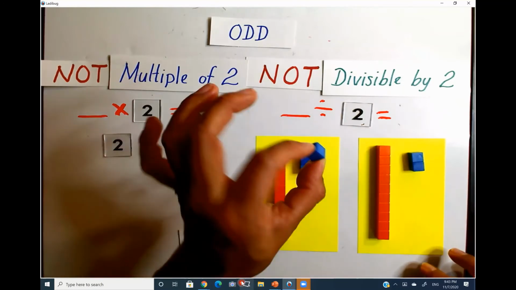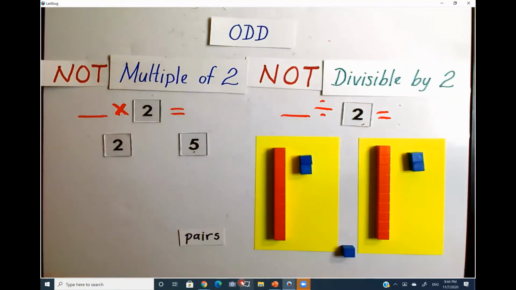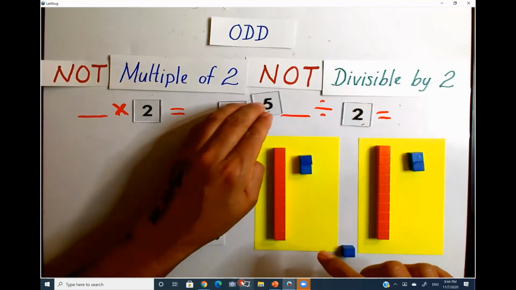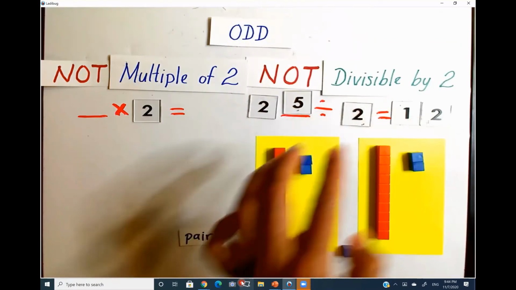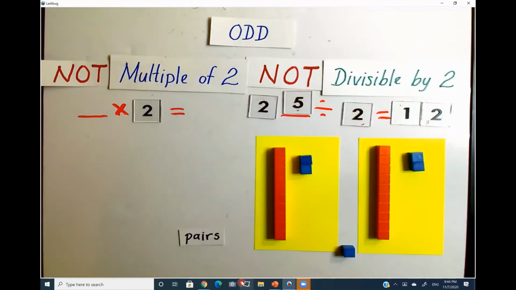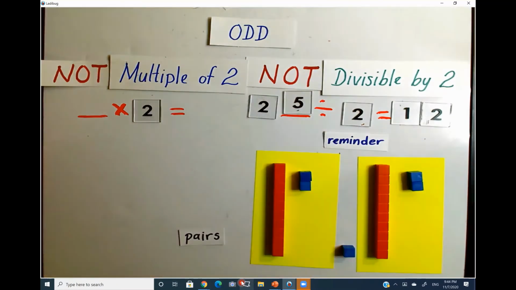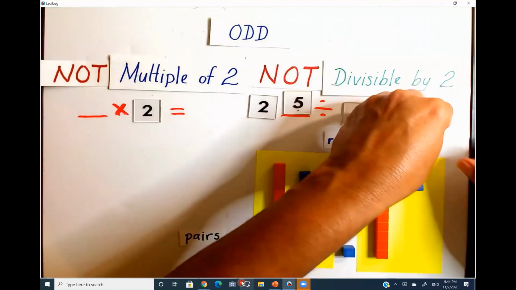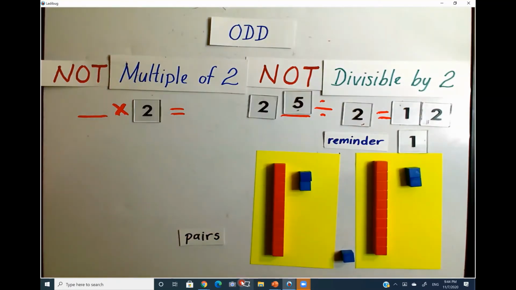So therefore we're going to have one piece as a remainder. So what's going to be my remainder? So let's do the division. 25 divided by 2, the answer is going to be 12 because each group has 12, but I have one left. The piece left is going to be called remainder. And the remainder is going to be the number 1 because one piece is left alone. So that's going to be my remainder. Therefore, the number 25 is not an even number, it's an odd number.